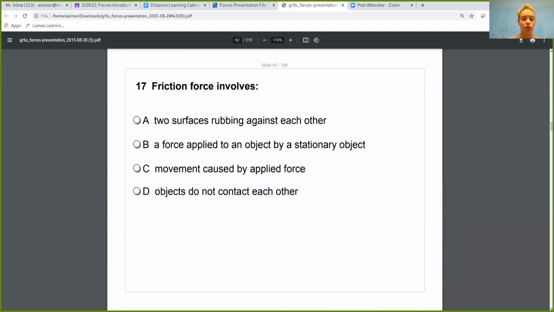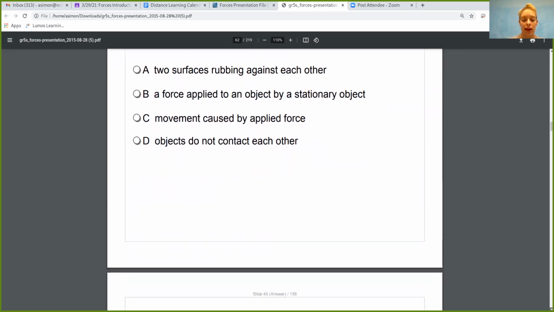All right, let's go over some questions. Friction force involves two surfaces rubbing against each other, a force applied to an object by a stationary object, movement caused by applied force, or objects do not contact each other. Talking about friction. So you just should have said A, two surfaces rubbing against each other.